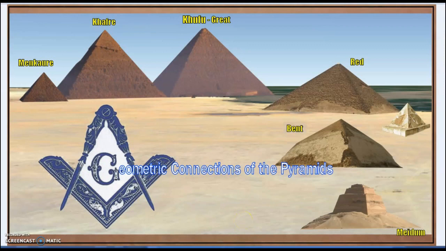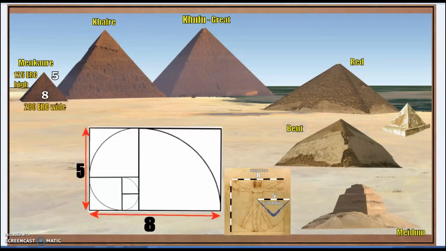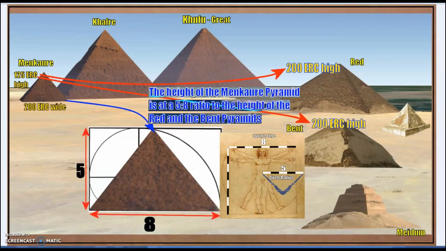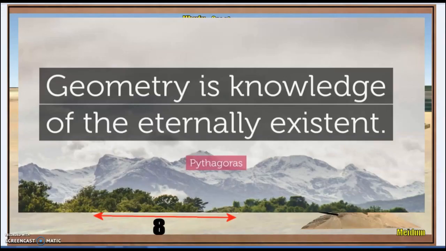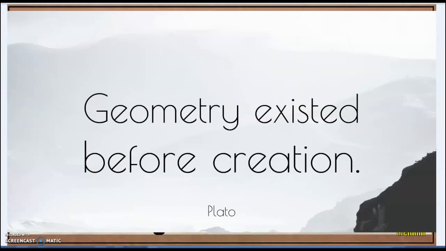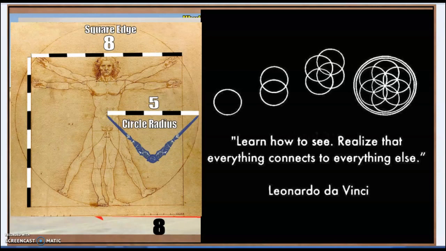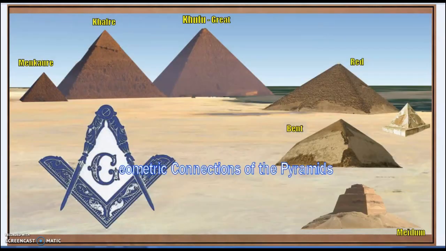So I can only encourage you to look further. There's a bit here, bit to see, and it's just how it joins all these things together. Really simple, beautiful stuff, I think. Geometry is knowledge of the eternally existent. Geometry existed before creation. Learn how to see, realize that everything connects to everything else. All of these past masters were geometricians, and so that's something worth considering.